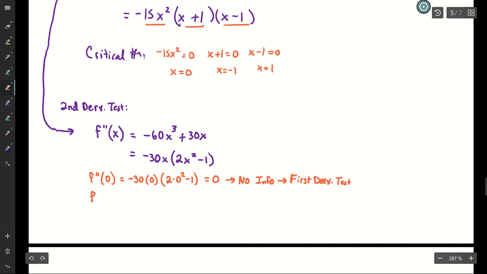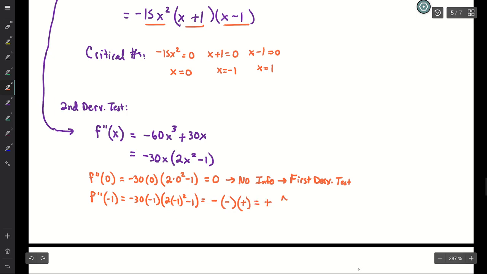All right, f double prime at negative 1. So there we have negative 30 times negative 1, and then 2 times negative 1 squared minus 1. The only thing we care about here is the sign, as long as it's not equal to 0. The negative 30 is most definitely negative. The negative 1 is most definitely negative. Negative 1 squared is positive 1, multiplied by 2 is 2, and then 2 minus 1 is positive. So I have 2 negatives multiplied by a positive, that's going to be positive.